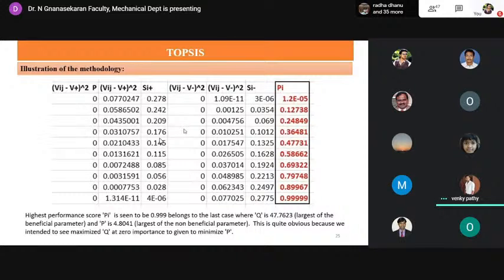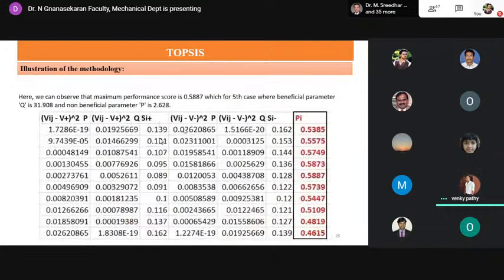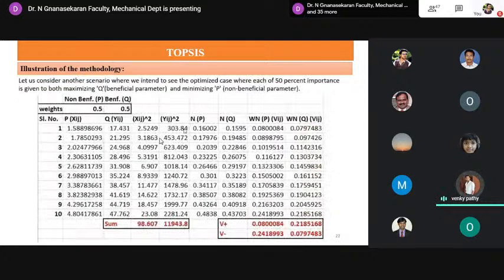So in the performance score, you can see, for example, the highest performance score is assigned to 0.99. That is at the last row. You can see 0.99, which refers to the Q value and P value of 4.8041. It is actually quite obvious because we have given zero weightage to the pumping power and 100% weightage to the heat dissipation.